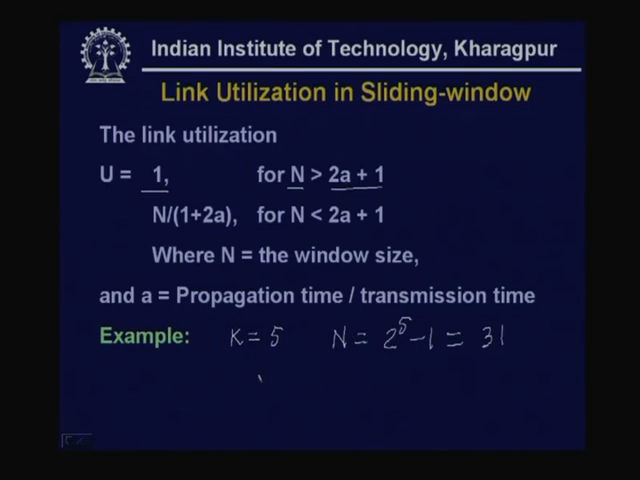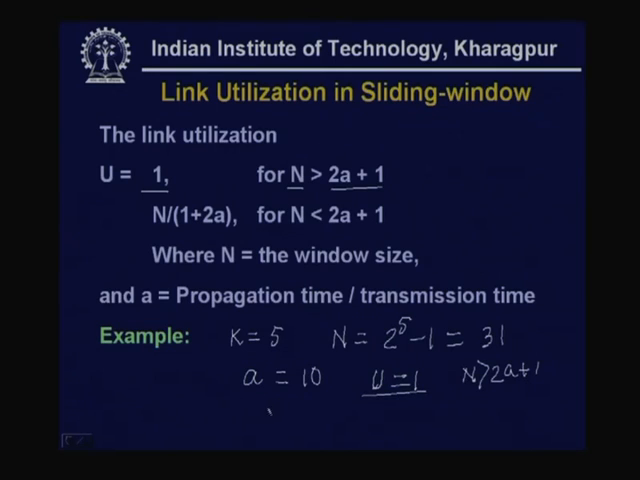Now suppose the value of a is equal to 10, let us assume. So whenever a is equal to 10, obviously in this case the utilization will be 1, because n is greater than 2a plus 1. A is 10, so 2a plus 1 is 21. So n is greater than 21, and in this case the utilization will be 1.